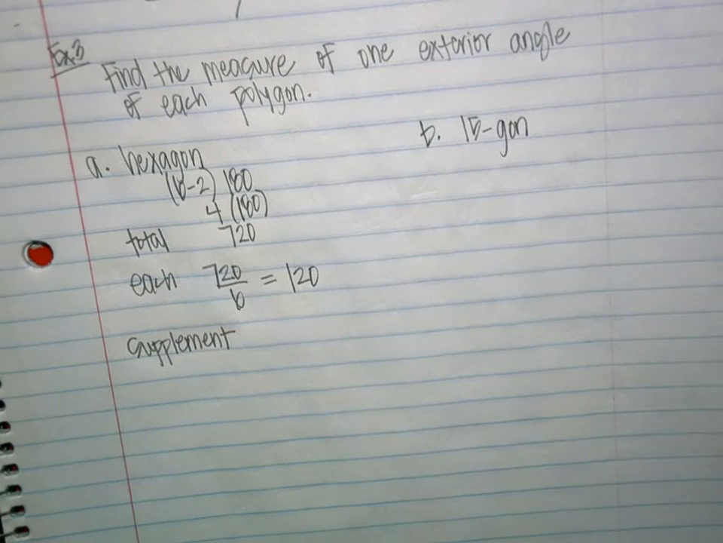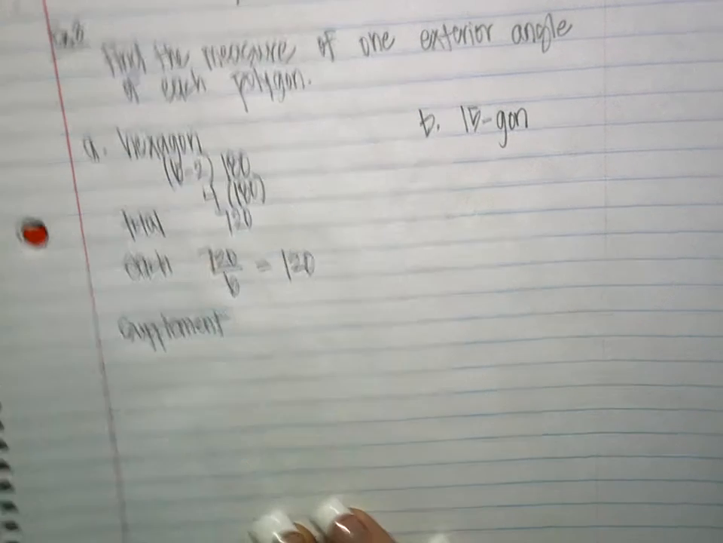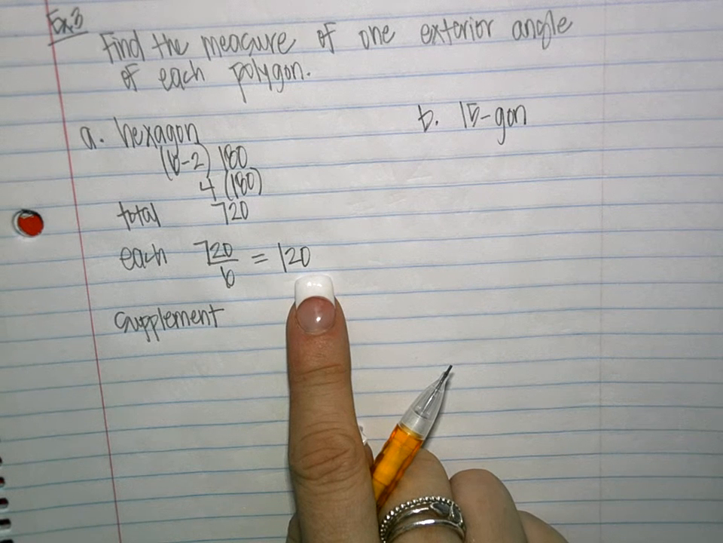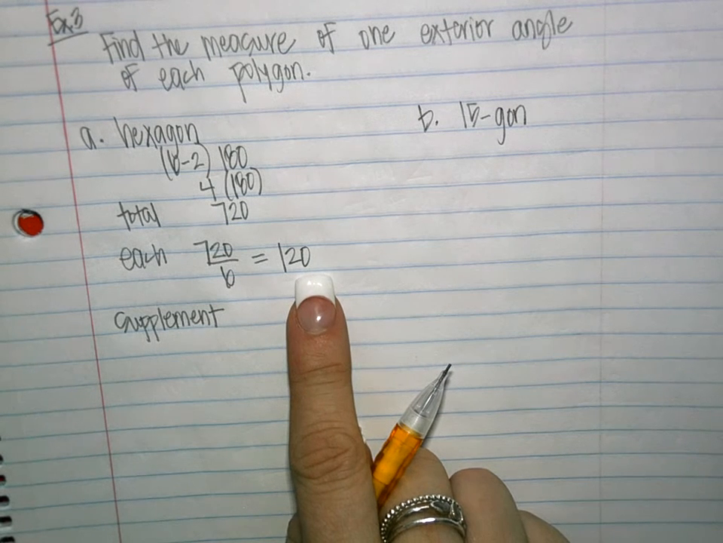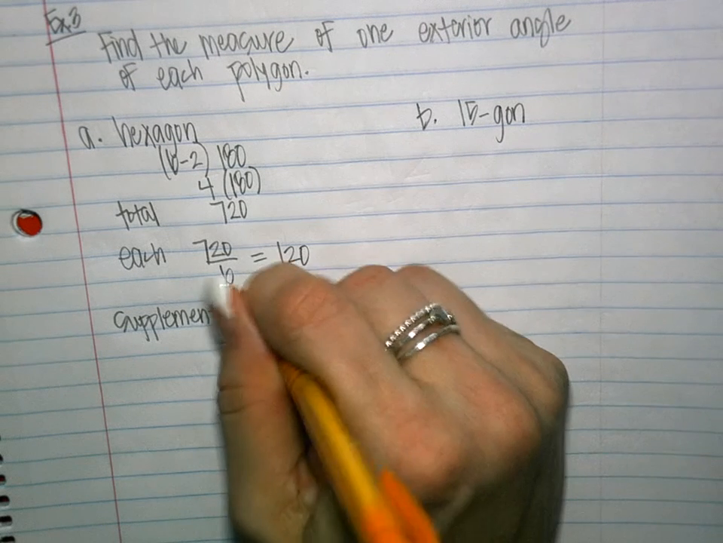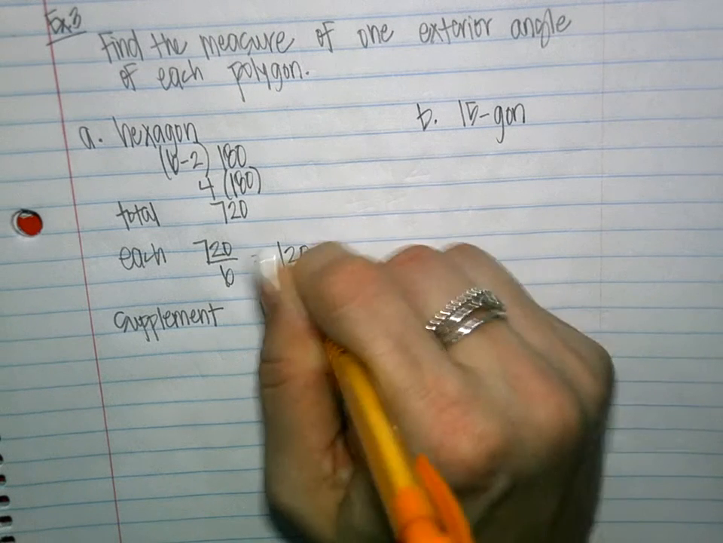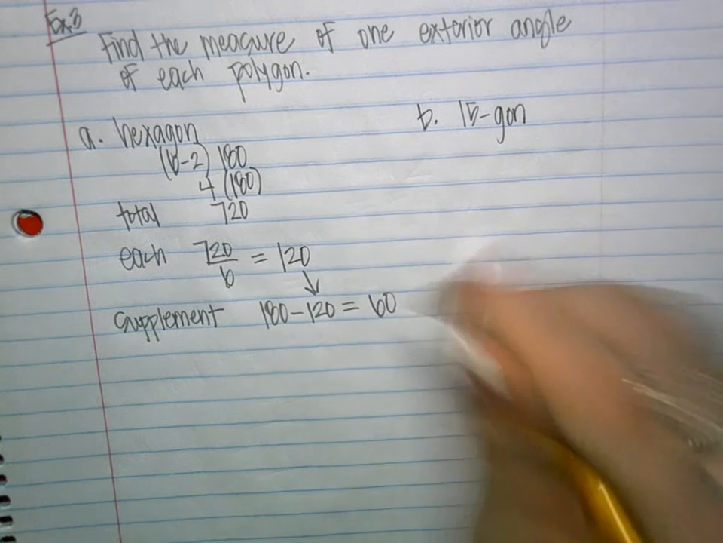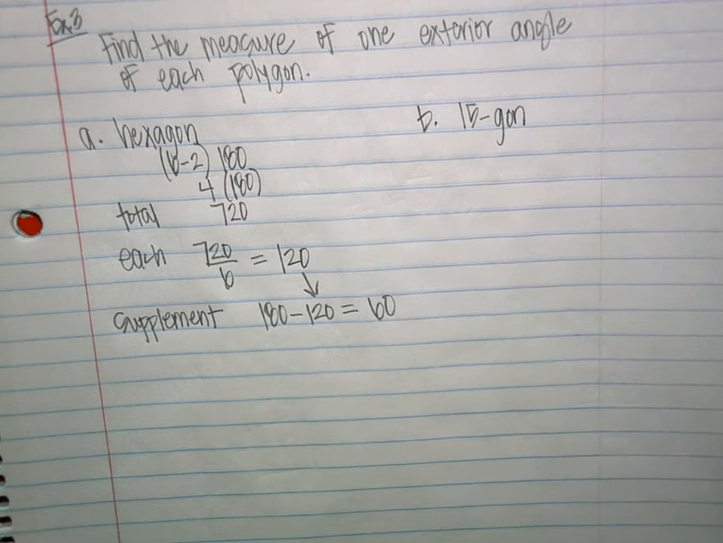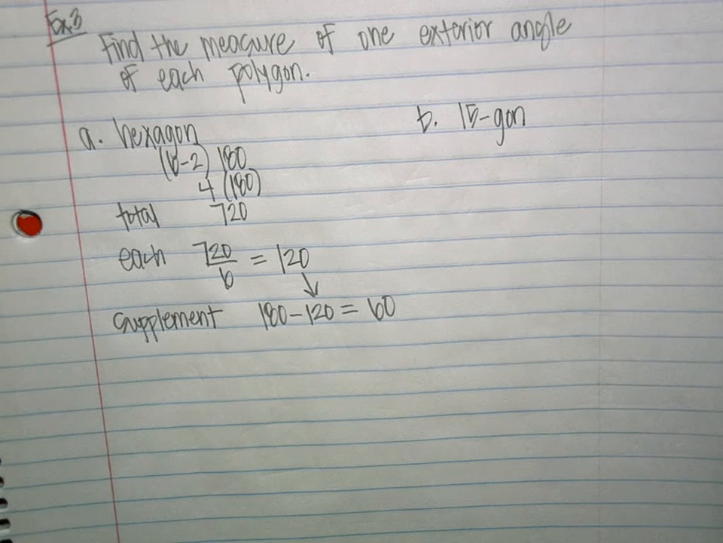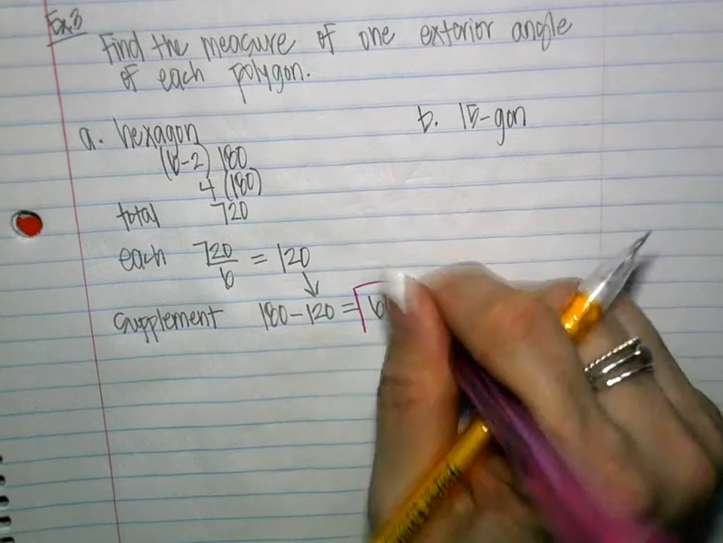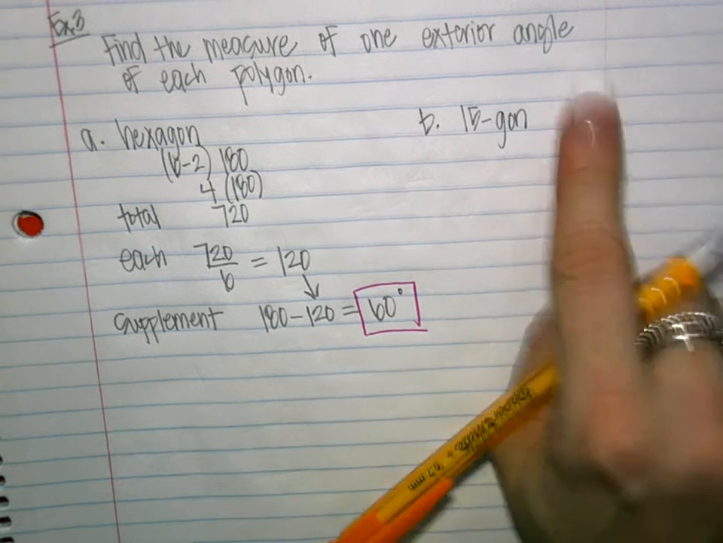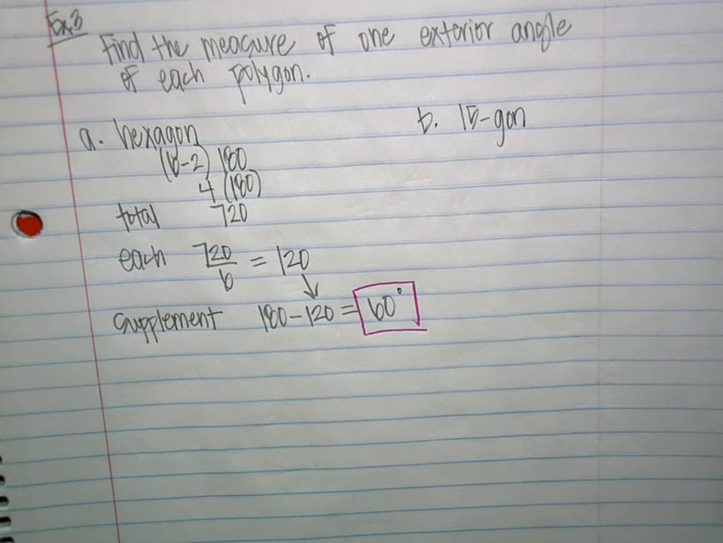How do you find the supplement to that? For each supplement, you're going to take 180 minus what you just found, 120, and it gives you 60. This gives you the exterior angle measurement. So that's the actual answer, since I'm looking for the exterior angle. Good.